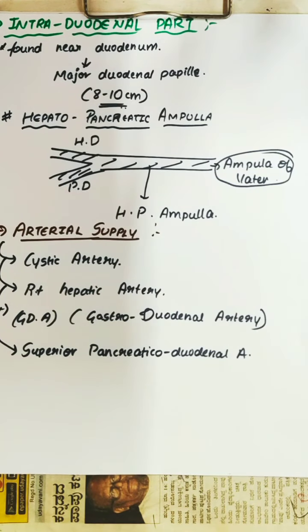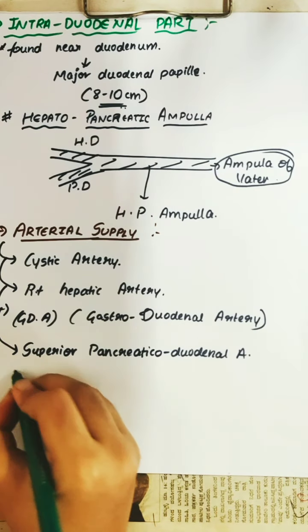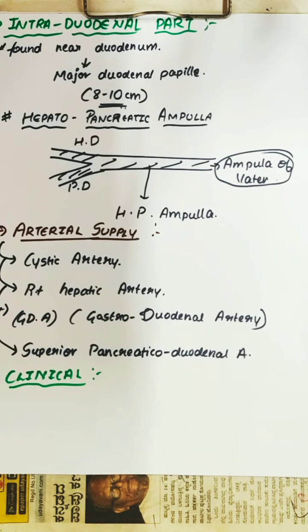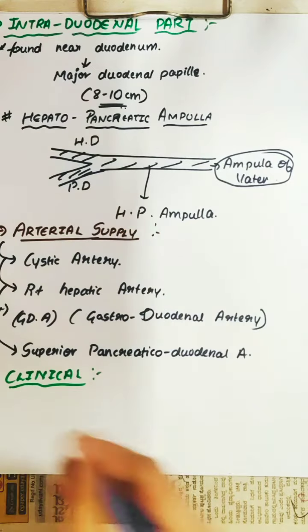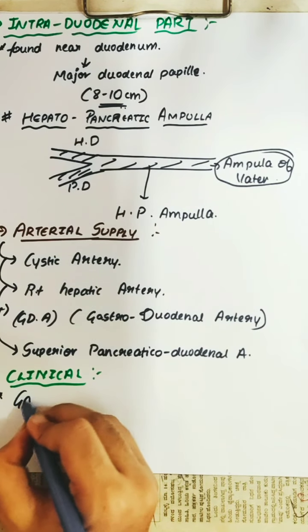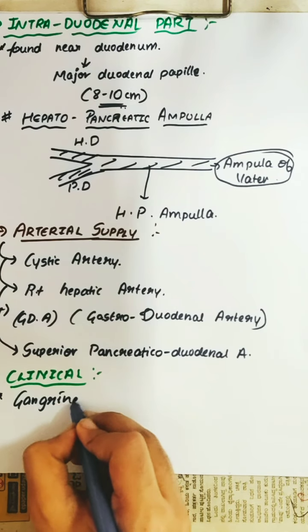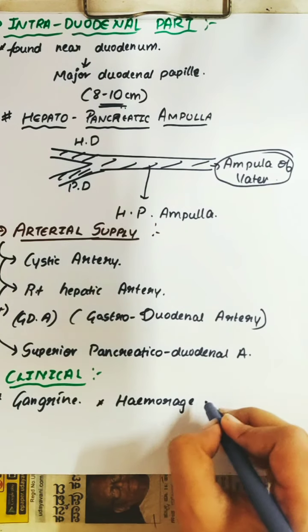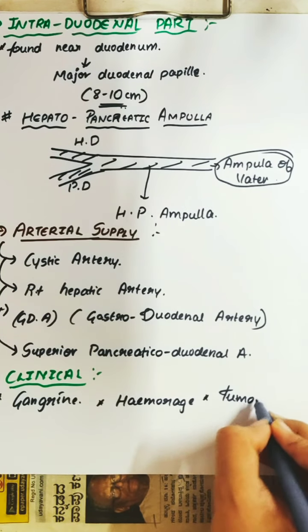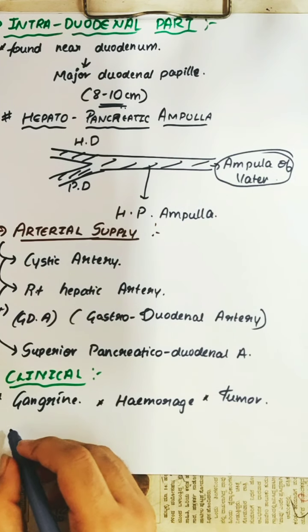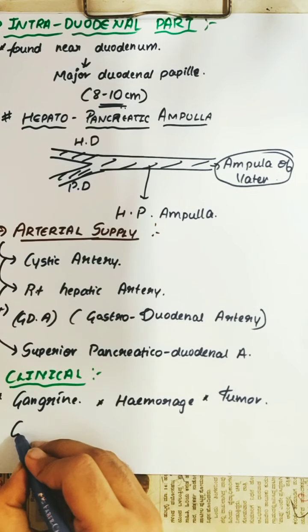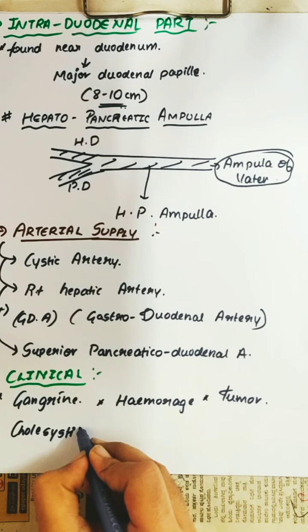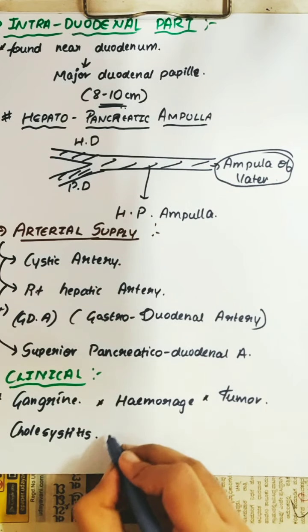Now finally we'll study the clinical aspects of the gallbladder. Clinical, which is very important, write this. At least one clinical correlation you have to write, which gains you 1 mark. First clinical is gangrene formation, or there might be hemorrhage, or some unwanted tumor growths, or inflammation of the gallbladder. Inflammation of the gallbladder is called cholecystitis.